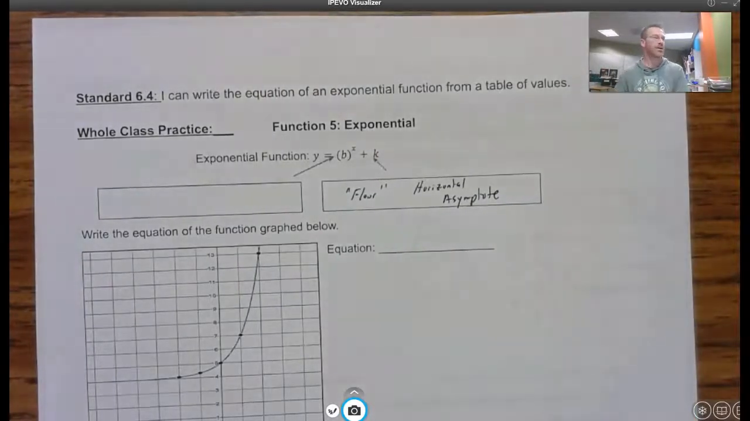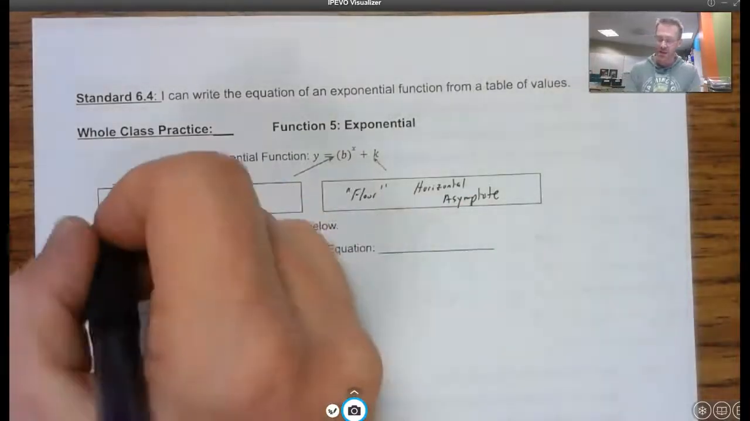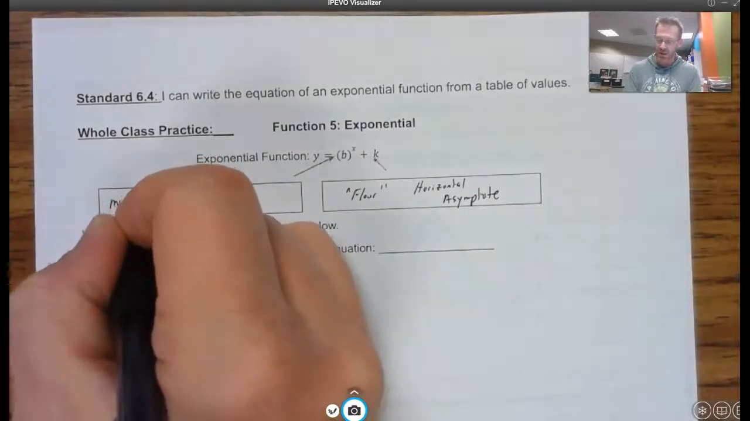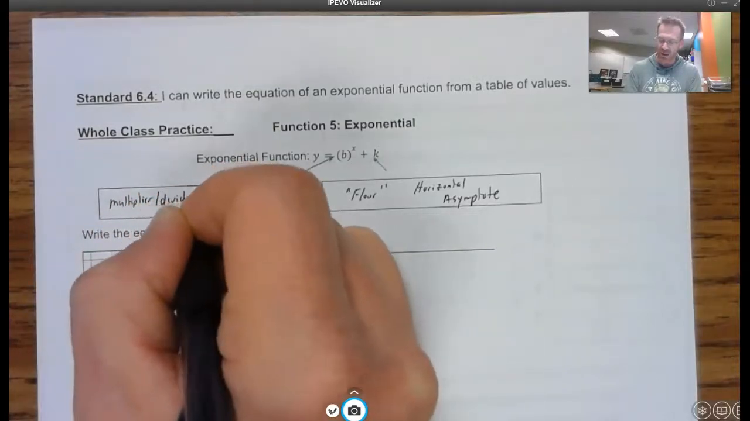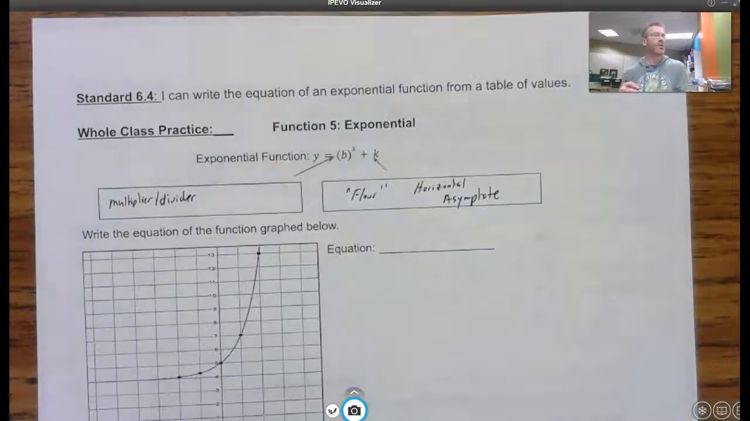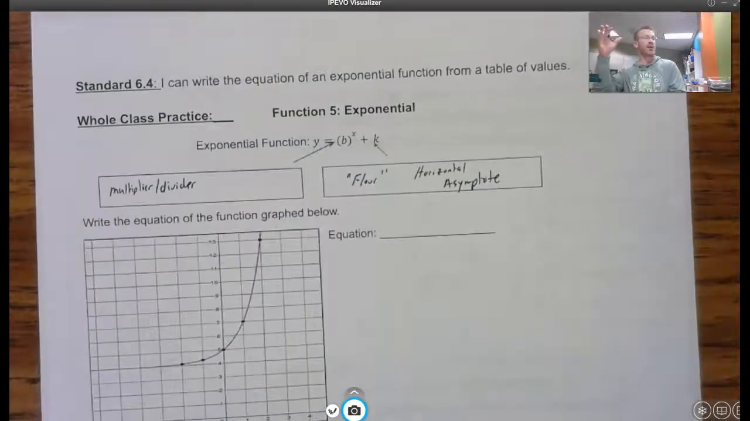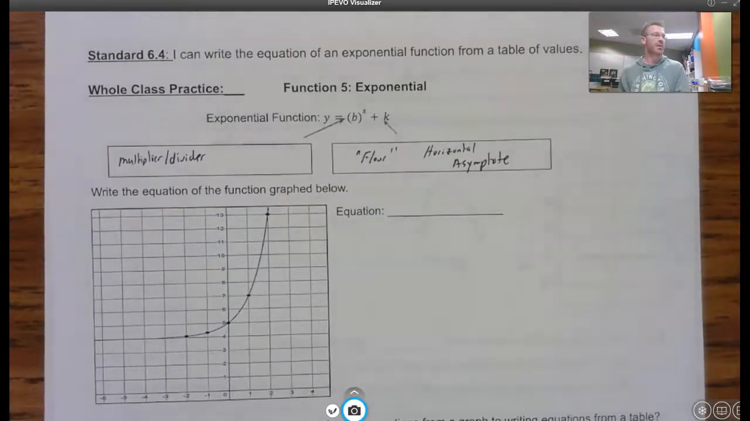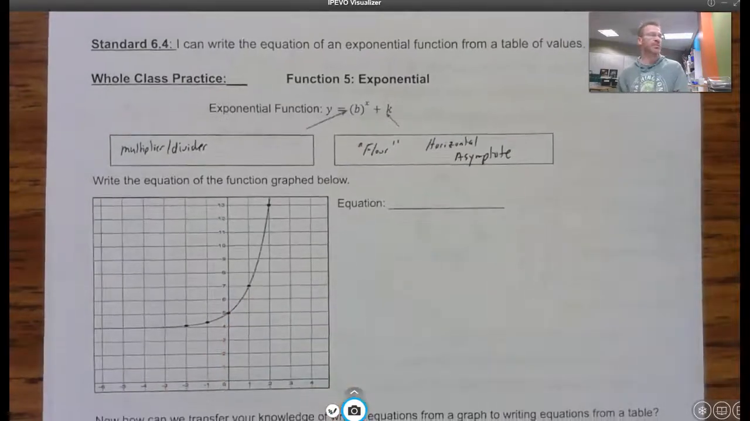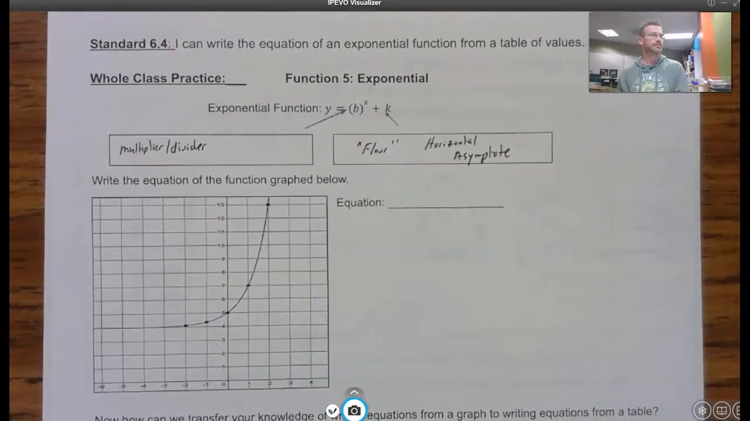All right, so there you go. But that's our floor. That's our horizontal asymptote. And then what we said was b, that was our multiplier or our divider. Depending on whether we had a graph that was going uphill, it would be a multiplier, or if we had a graph going downhill, it would be a divider. Just like we did a few minutes ago, I want you to pause the video and write the equation of this exponential graph right here. All right, let's see how you did.